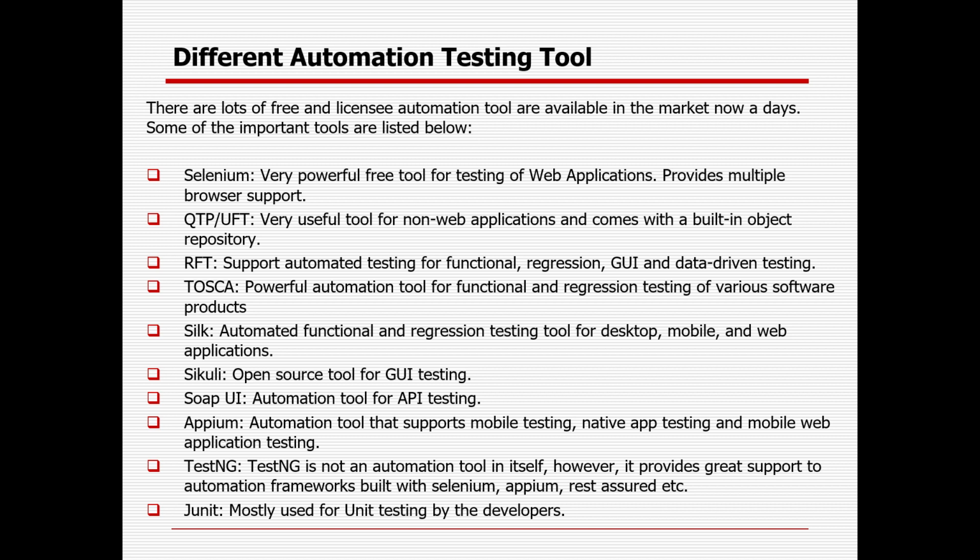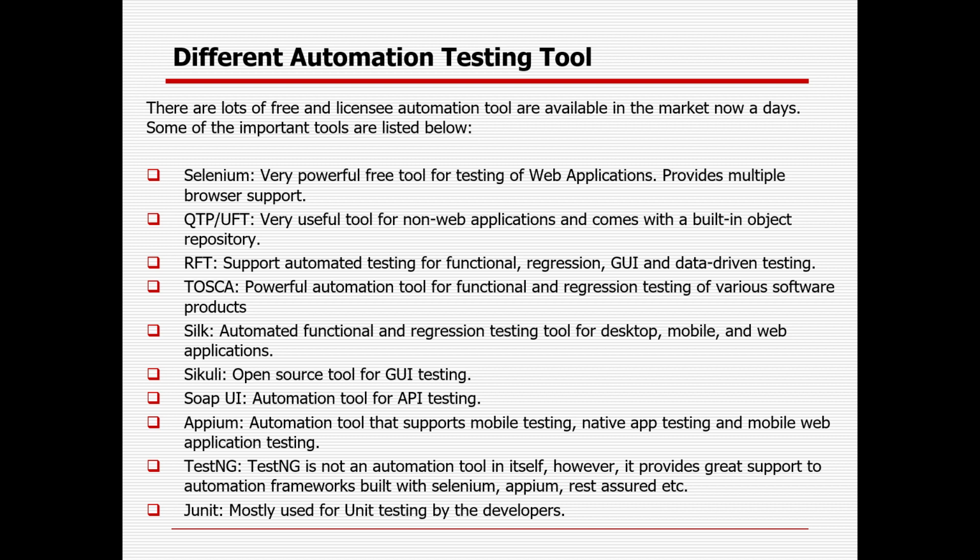Silk, another tool, is also license based. Tosca is also license based. Silk is also for functional regression testing, for desktop, mobile, and web applications. CQL is an open source tool especially for GUI testing. GUI means the button, layout, picked color, all this stuff.